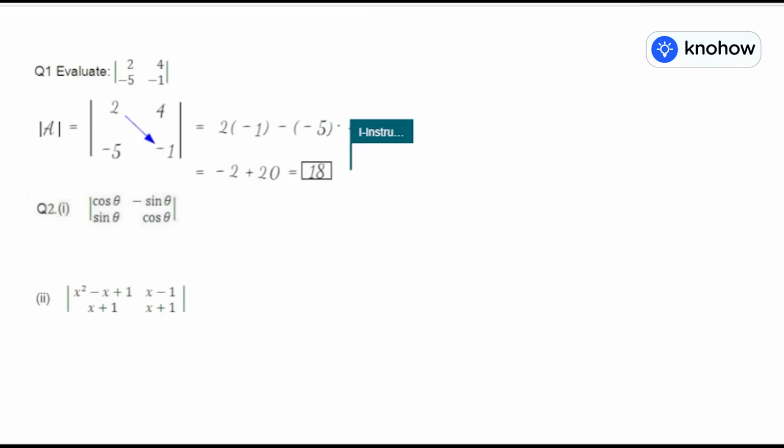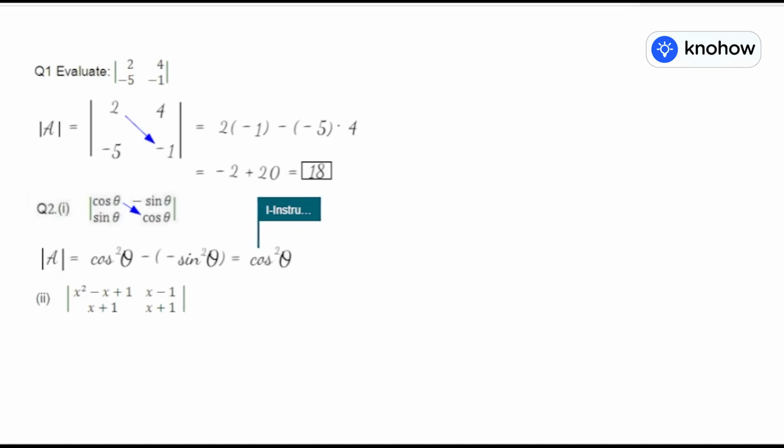Now likewise, for question 2 first part, what is the value of the determinant, say determinant A? Multiply the elements on the main diagonal, so cos theta into cos theta, cos square theta, minus sin theta into sin theta, minus sin square theta, that is the product on the other diagonal. So you get cos square theta plus sin square theta, which you know trigonometrically is 1. So the value of determinant A is 1.